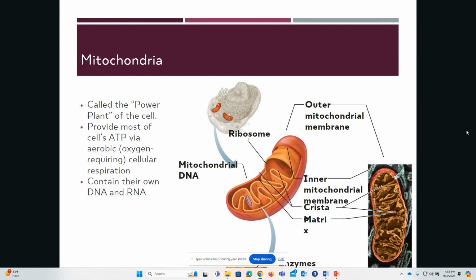And both chloroplasts in plant cells and mitochondria in animal cells and plant cells have their own DNA and RNA. It was once thought, and is still thought, that there's an endosymbiont theory wherein mitochondria and chloroplasts were once prokaryotes and have managed to make it inside of eukaryotic cells and now play a major role.